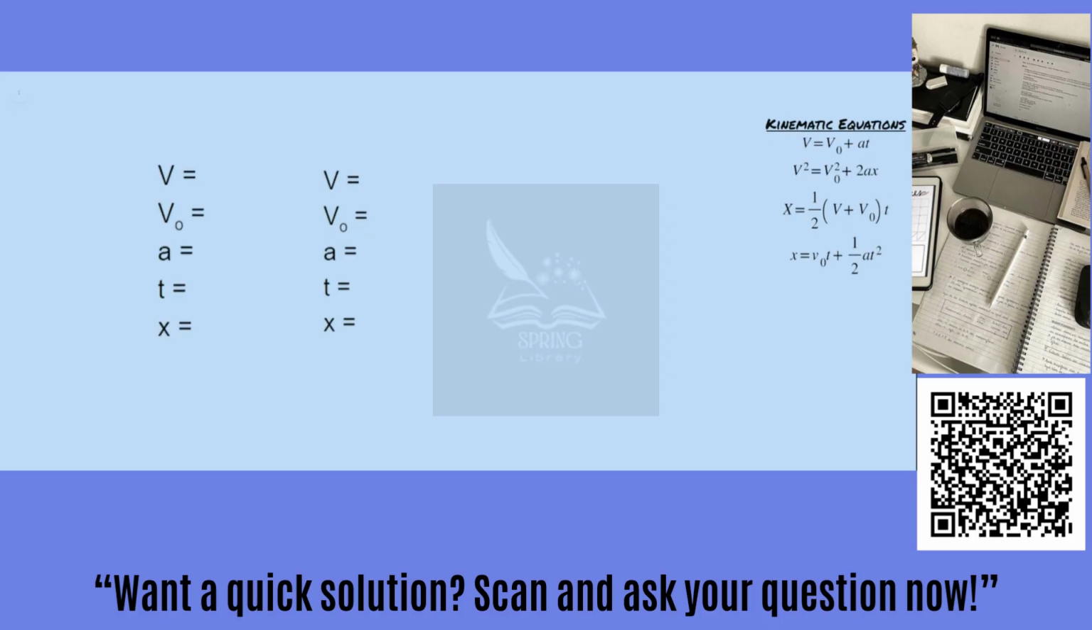Okay, in this problem, I have two arrows, arrow 1 and arrow 2. Now, we know that arrow 1 is initially shot with a velocity of 25 meters per second. And we also know that we're on the planet Earth, so the acceleration due to gravity of arrow 1 is negative 9.8 meters per second squared.